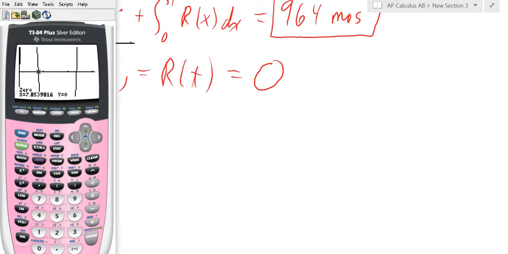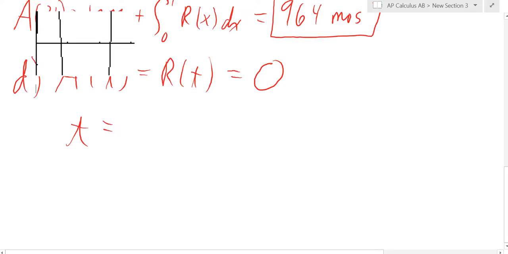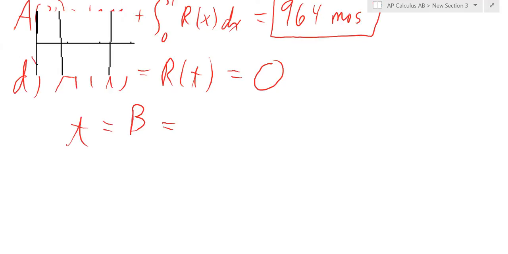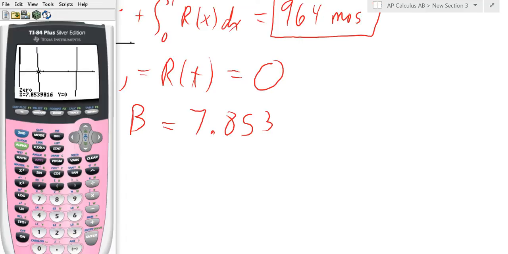So on my paper, because I don't have to write this stupid number over and over again, I'm going to write R of t equals 0 when t equals, I'm going to call it A. Actually, we already used A for our function, so I'm just going to call it B. Every time I use the letter B, it's going to represent that number. I'm going to write out what B is. It's 7.853 9816.